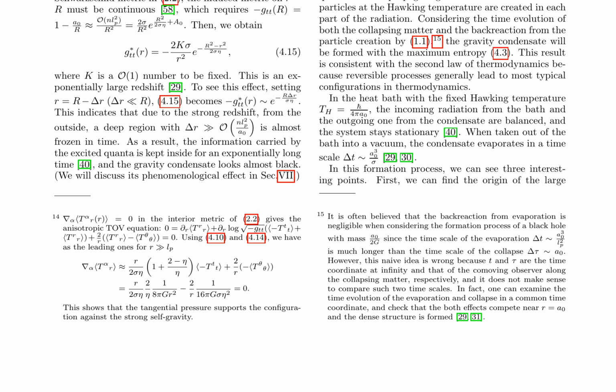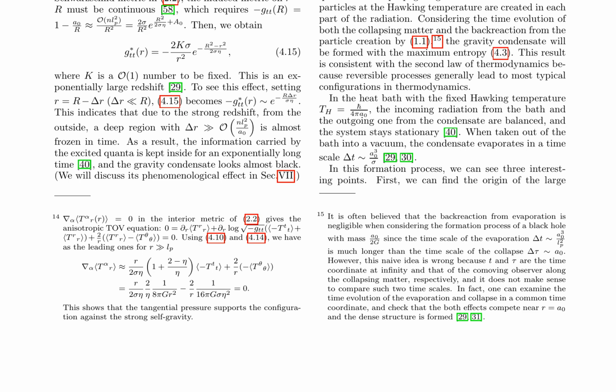The formation process of the gravity condensate occurs adiabatically in a heat bath of Hawking temperature. This process involves the slow collection of spherical radiations, leading to the formation of the condensate with maximum entropy. In this process, the metric changes in time, and particle creation occurs in a time-dependent spacetime. The authors use equation 1.1 to model this process, showing that particles at the Hawking temperature are created in each part of the radiation. The gravity condensate is formed with maximum entropy, consistent with the second law of thermodynamics.